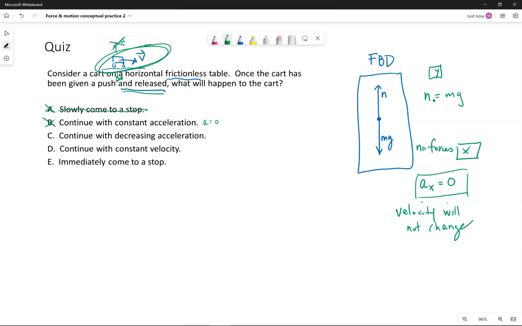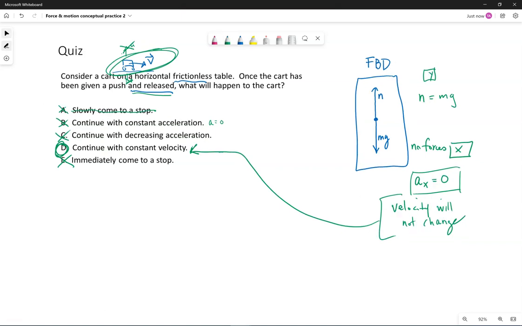We know the acceleration is 0, so it's certainly not decreasing. It's not stopping because there's no acceleration. Its velocity has to change. Now we could, of course, have read through all these options and jumped to D first. No acceleration means the velocity is not going to change. That means it is constant. So D is correct here.